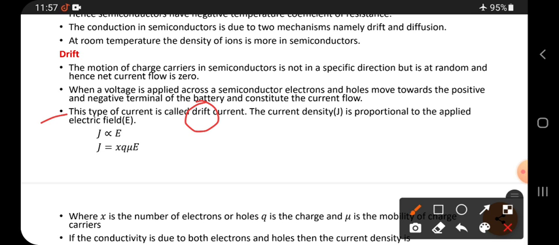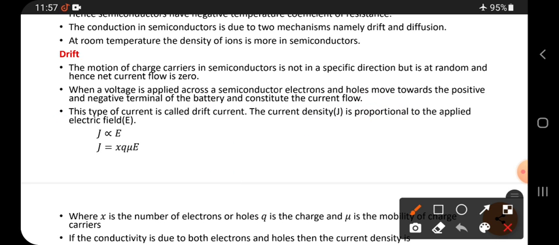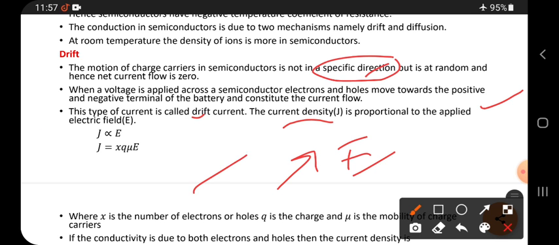Drifting means we are applying a voltage or electric field to move the electrons or holes in a specific direction. Movement of electrons in a specific direction is called drifting, and the current because of this is called drift current. The current density J is proportional to the applied electric field. If you increase the electric field, their movement in the specific direction also increases. When that increases, current increases. Increasing current indicates increasing current density.